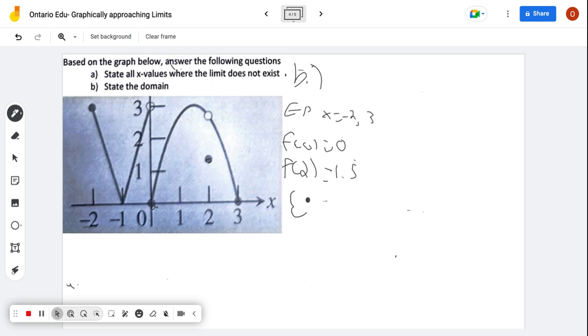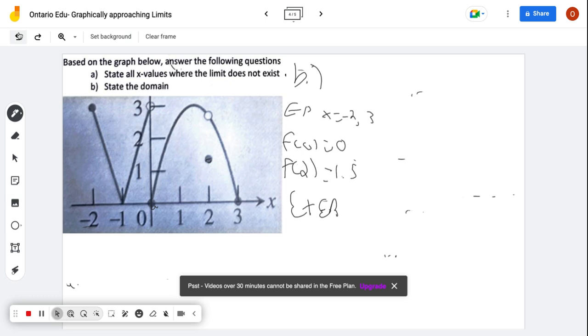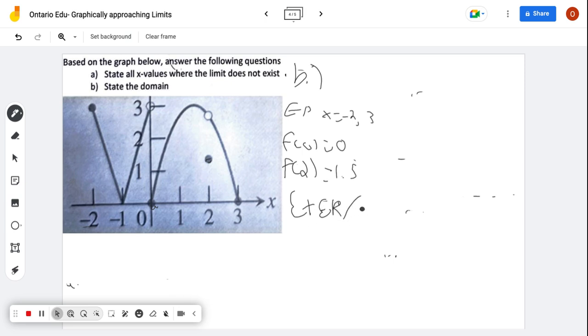So x is an element of all real numbers, such that -2 is less than or equal to, and this equal sign comes from the filled in dot, x, which is also less than or equal to 3. There is our final domain, and that is part A and B both done.